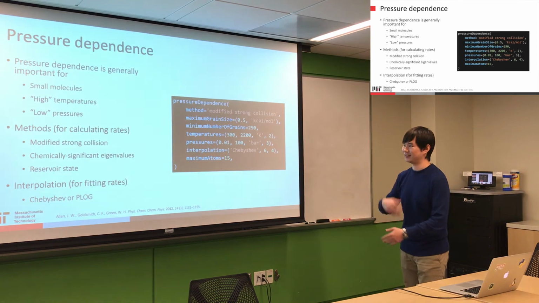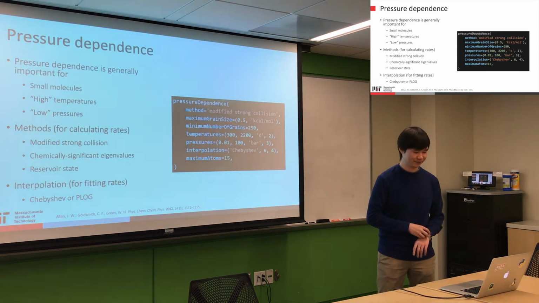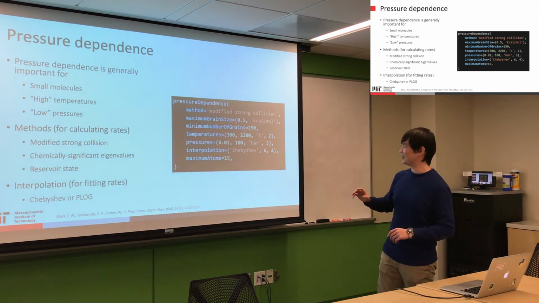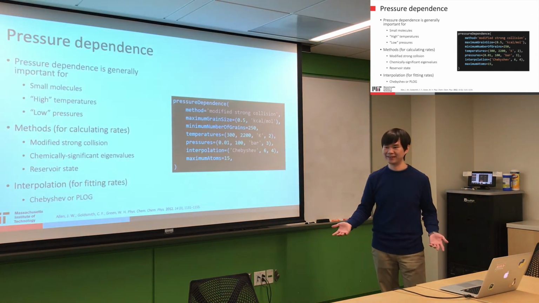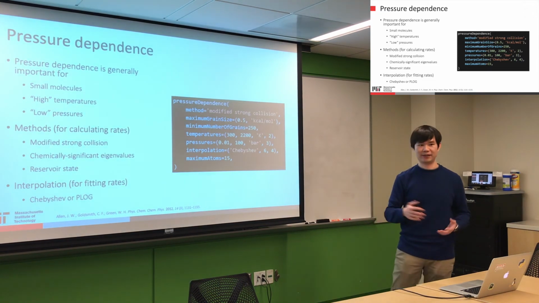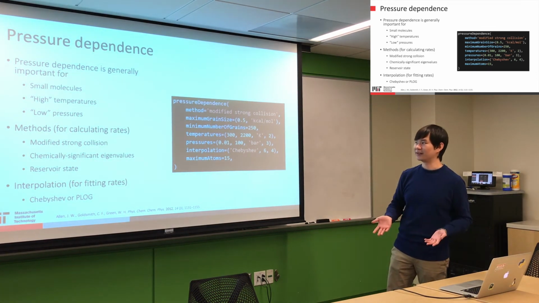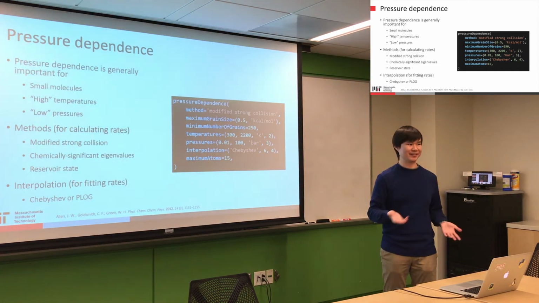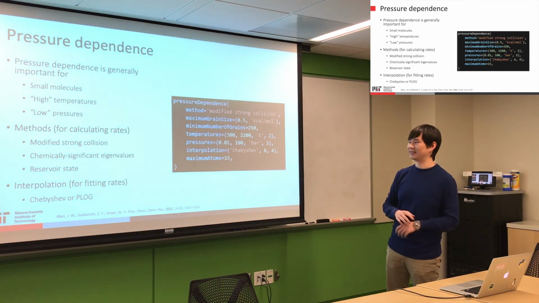Okay, so now these are sort of the extra features that can affect your model generation. One feature is pressure dependence. We typically have temperature dependent rate coefficients. You can also have them be pressure dependent if you have a reaction network and well-skipping reactions. It's generally important for small molecules, high temperatures and low pressures. High and low are in quotes because it's somewhat relative depending on the size of your molecule and exactly the reactions that you're looking at.